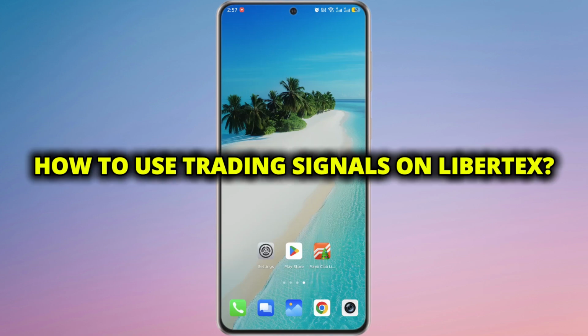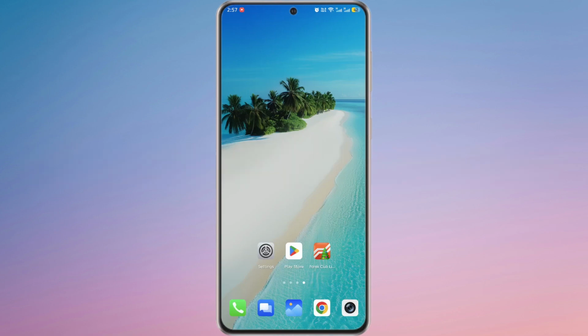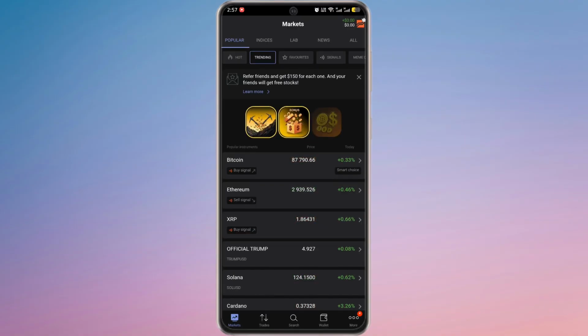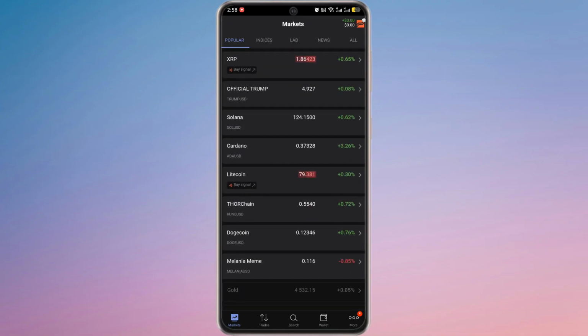How to use trading signals on Libertex. First of all, open the app on your device and make sure you are logged in. Once logged in, tap on the market section from the bottom bar to access all available trading instruments.